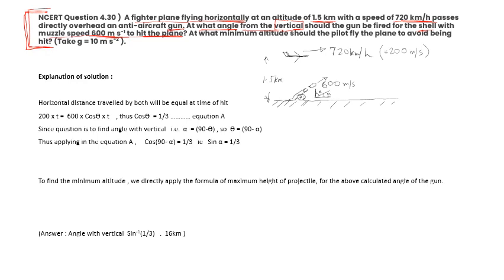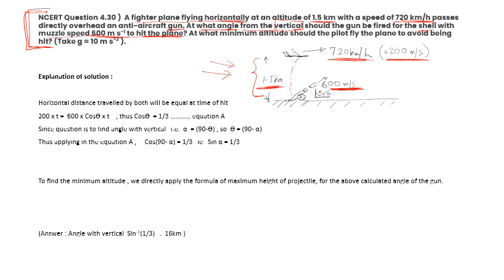So we have a plane flying at an altitude. This is the diagram. We have the plane flying at an altitude of 1.5 kilometers. Its speed is 720 kilometers per hour, which translates to 200 meters per second. It flies over an anti-aircraft gun, and the anti-aircraft gun fires a shell at the speed of 600 meters per second.